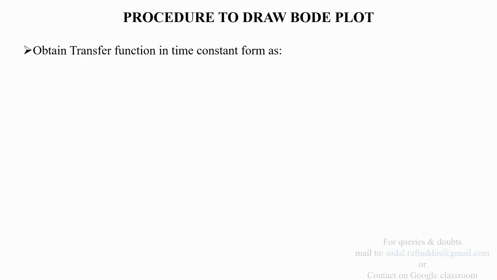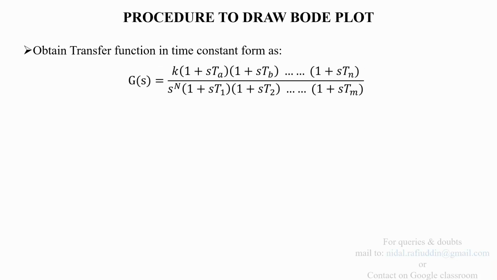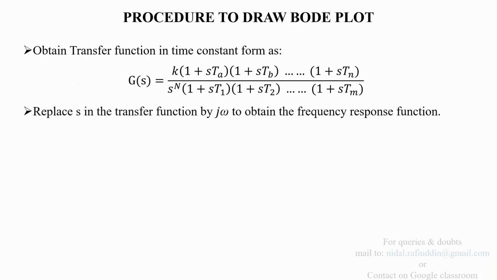So the first procedure is to obtain the transfer function in time constant form, and this has already been discussed in unit 3. This type of representation is the time constant form, where you have terms like 1 plus sta into 1 plus stb, or 1 plus st1 into 1 plus st2. So these are all time constant forms.